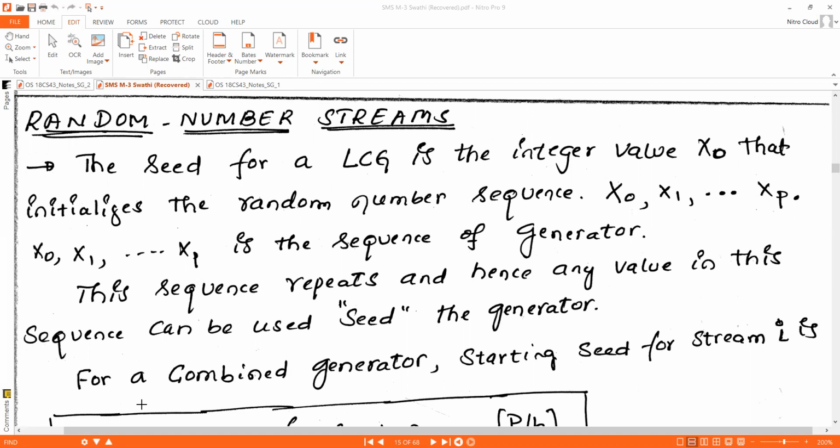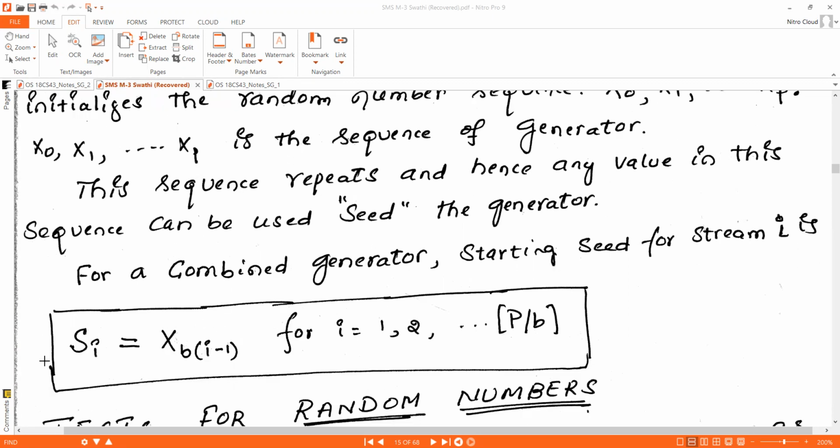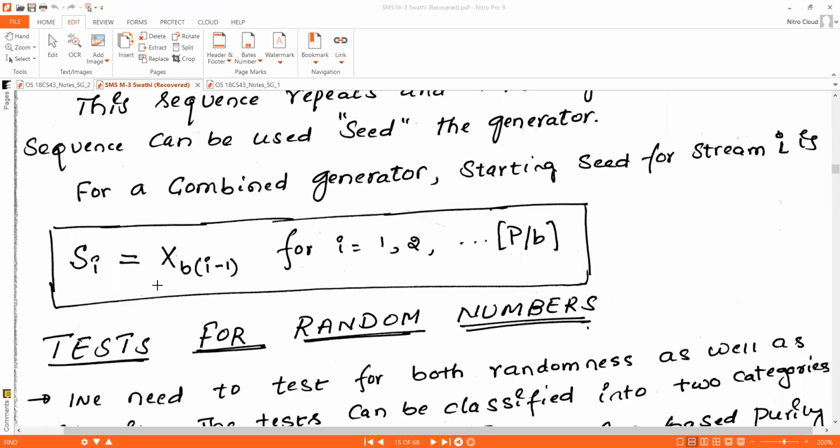For a combined generator, the starting seed for stream i is Si, which is equal to x b into i minus 1, for i equal to 1, 2 till p by b. This is for the combined generator. The starting seed for stream i is represented as Si, and Si can be calculated as x b into i minus 1 for i equal to 1, 2 till p by b.